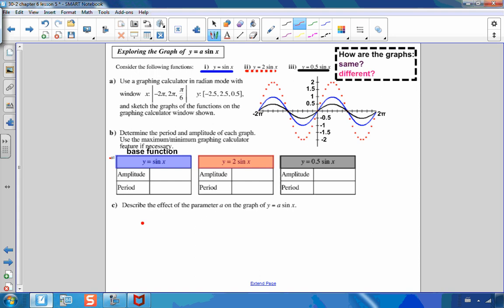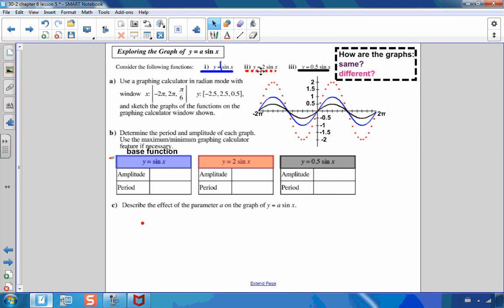Okay, so let's explore the graph of a sine x. These are all sine graphs, and sine is just based on that hill and the valley. I want to know what happens when I change the number in front. This one here really has an imaginary 1 in front. We just don't write it like that. We just write sine x, but just so you know, there is a 1 in front.